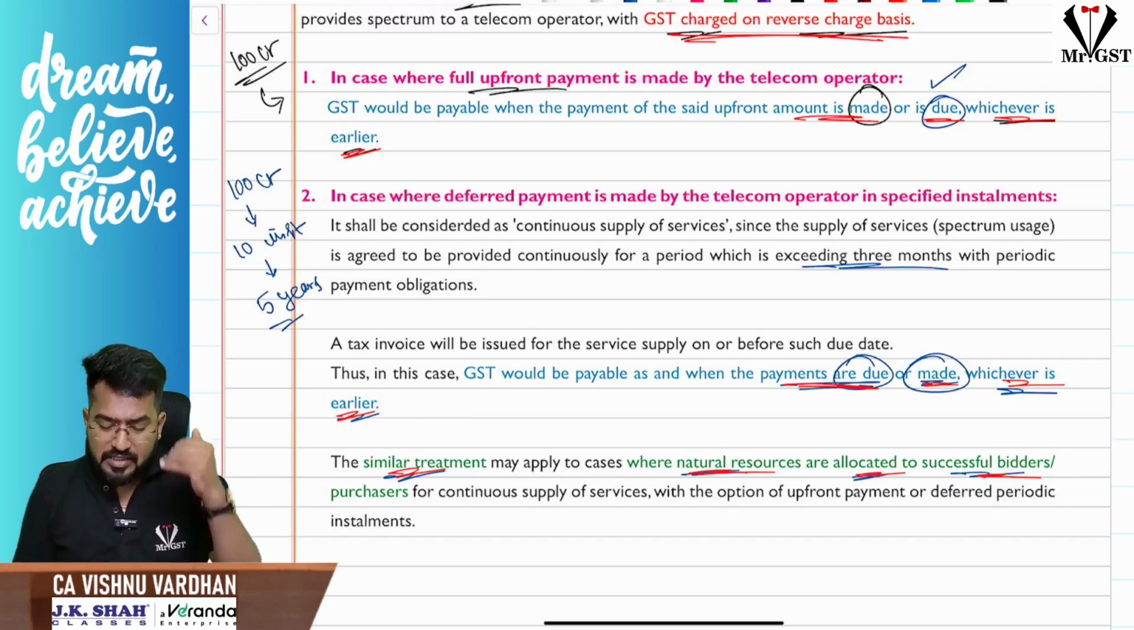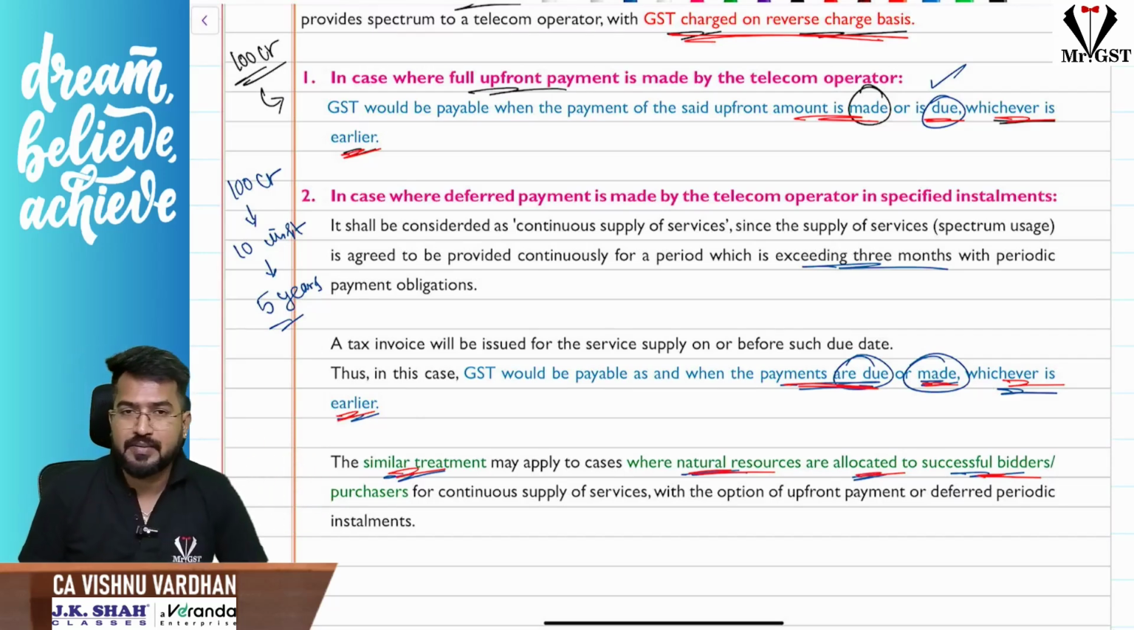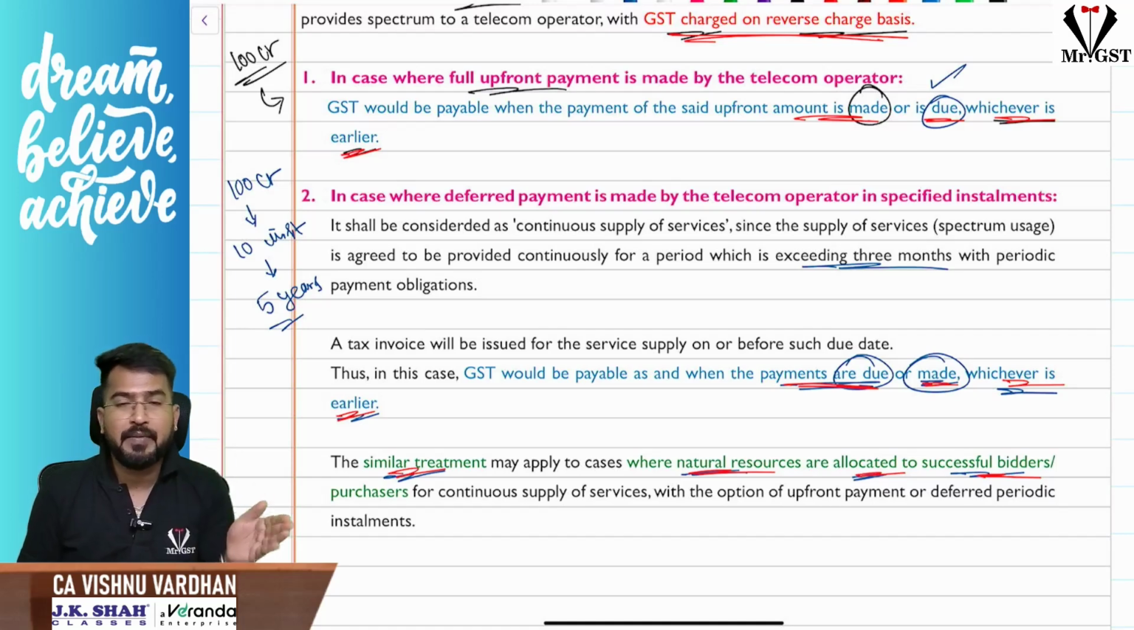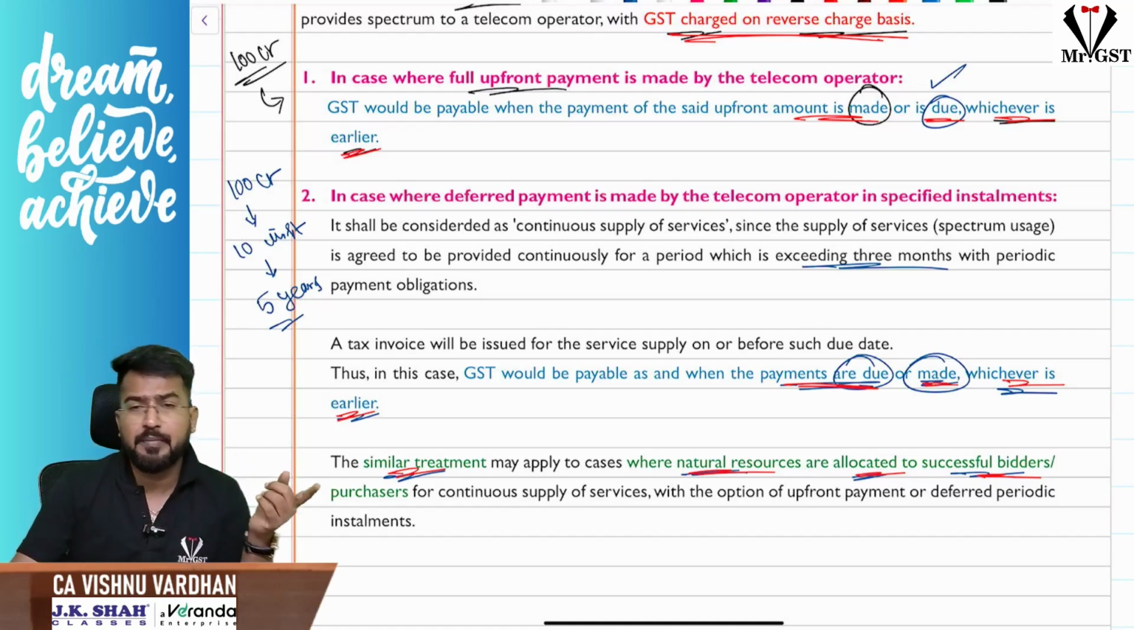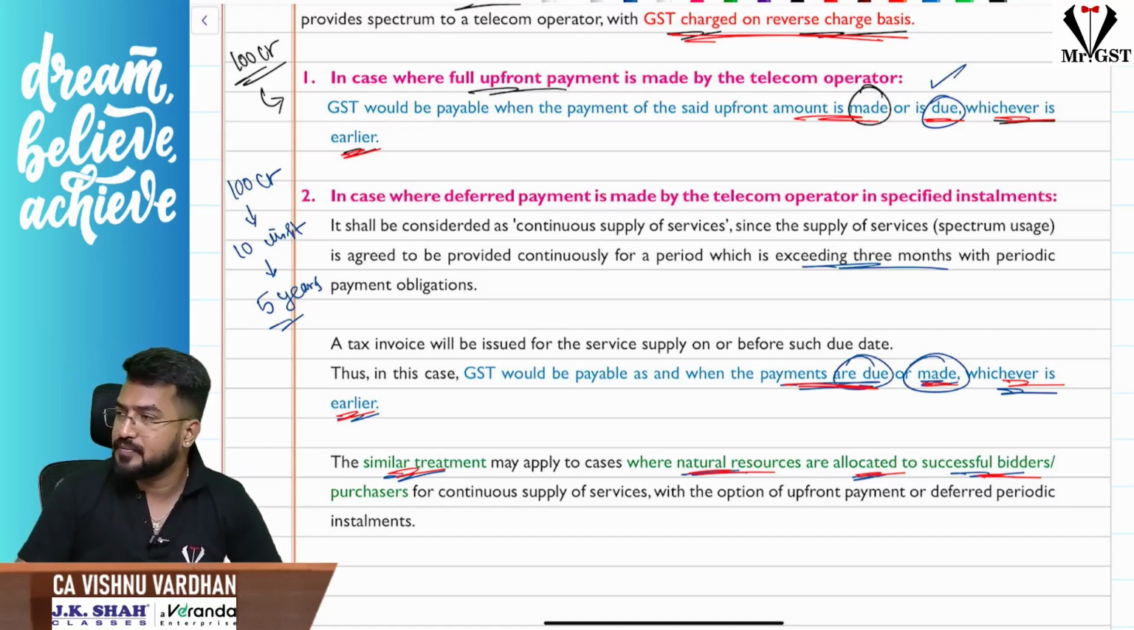Okay, so this is equally applicable for allocation of all other natural resources by the government to others. So what is the time of supply? Payment made or due, whichever is earlier, both for upfront payment as well as installments.